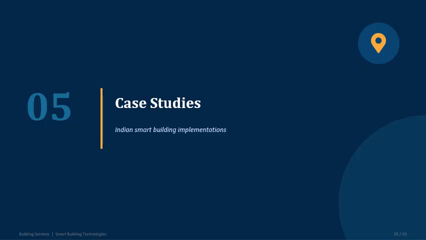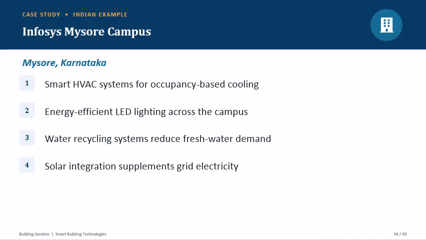Next we will go through some case studies, that is Indian smart building implementations. Some buildings in India have adopted smart building technologies. The first example is the Infosys Mysore campus, which is in Mysore, Karnataka.